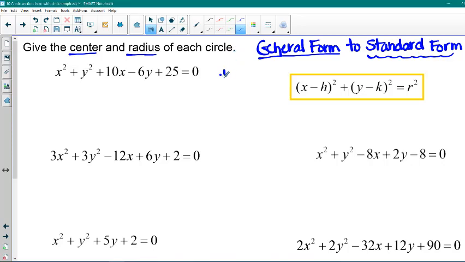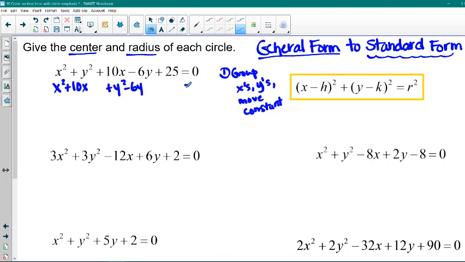So the first thing that we want to do is group our x terms together, group our y terms together, and then move our constant to the other side. So we have x squared plus 10x. Notice I'm going to leave a little space. We have y squared minus 6y. And then we'll subtract 25 on both sides, so that will be minus 25.